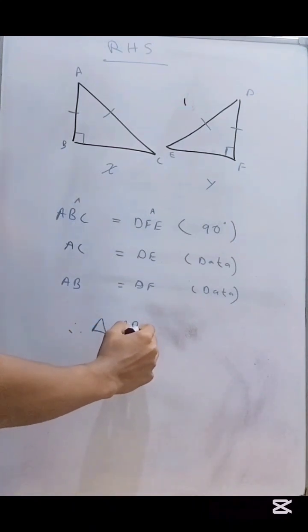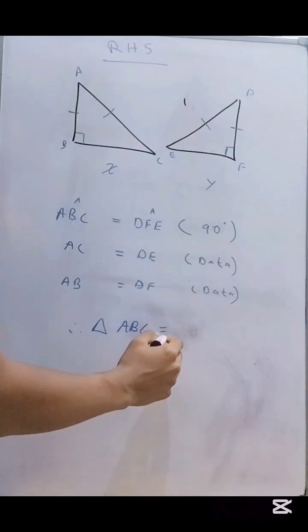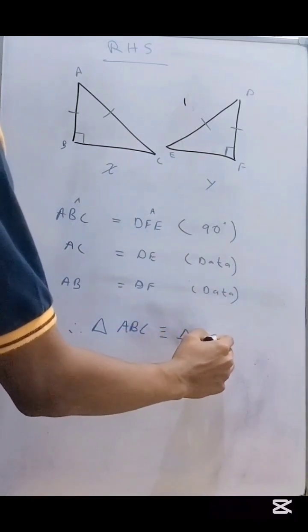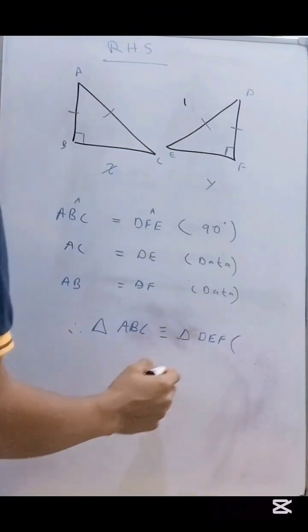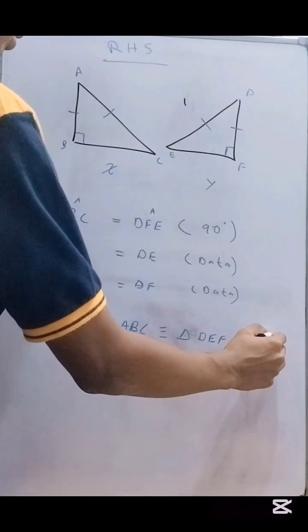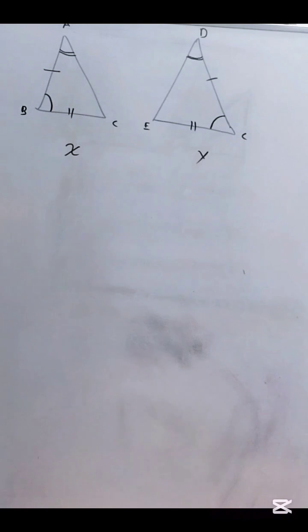As a conclusion, therefore the triangle ABC is congruent to the triangle DEF according to the case of right angle hypotenuse side. Now let's see the real world questions of the congruent theorem. Where can we apply the congruent theorem? First, let's see the exam question, which may be like this.